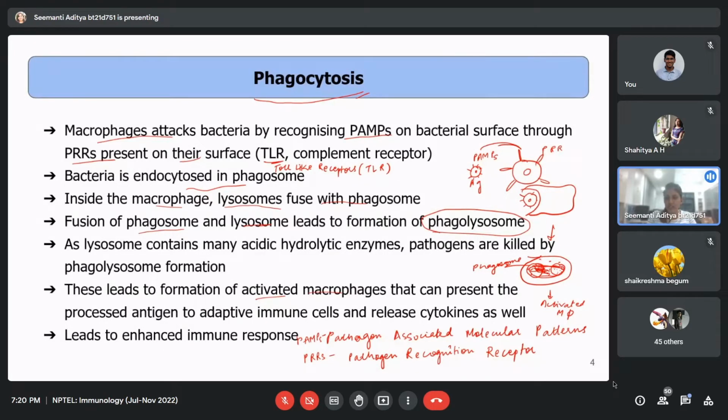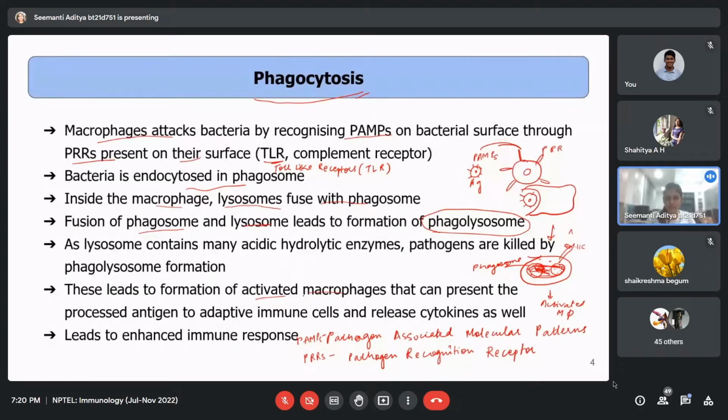So this will be presented on their surface by MHC molecules, and antigens will be presented to the adaptive immune cells by these MHC molecules. We remember that we discussed last class that a T cell can only recognize antigens which are presented by an MHC molecule. It cannot recognize a whole antigen. Only if the antigen is processed and presented by an MHC molecule through an antigen presenting cell can it recognize the antigen.